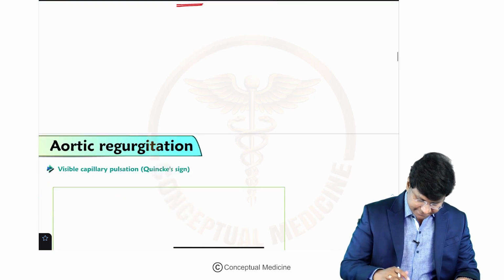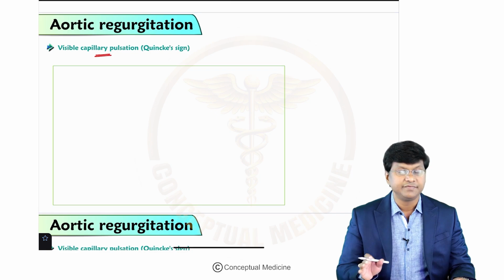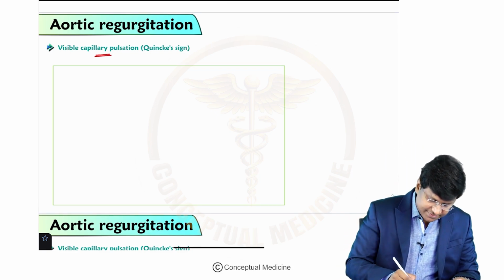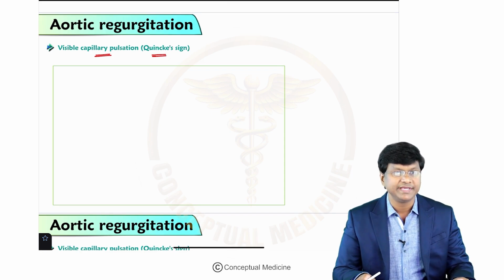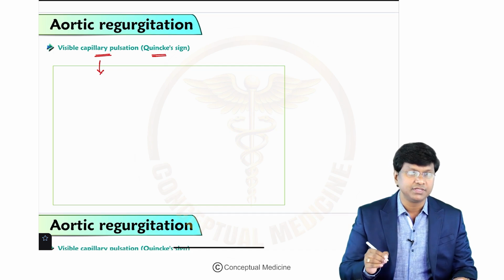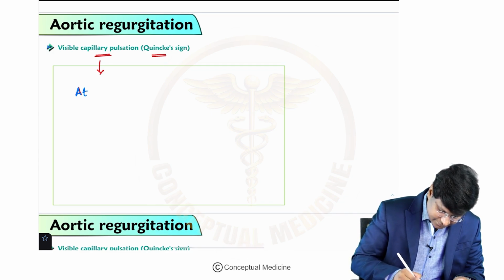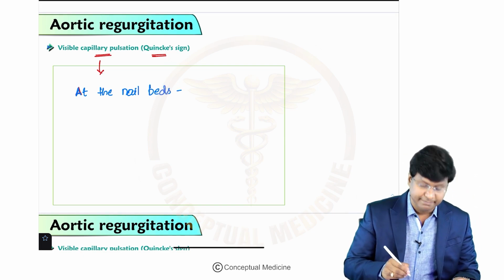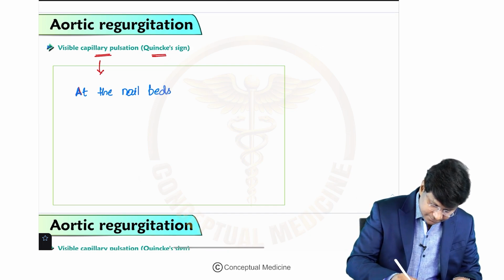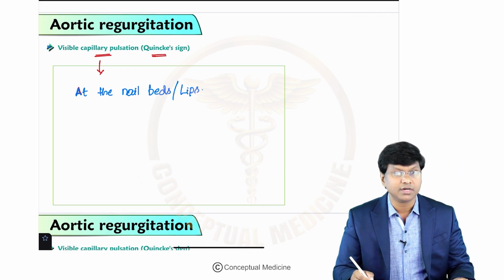That includes number one, visible capillary pulsations, right? Visible capillary pulsations. And that visible capillary pulsations, we call it the Quincke's sign. And where will you observe this? That is at the nail beds or lips, right? That is at the nail beds or lips.